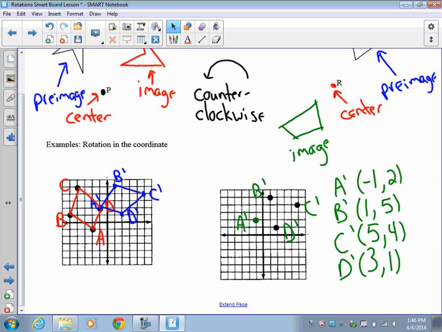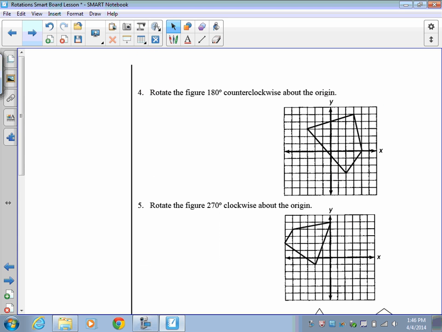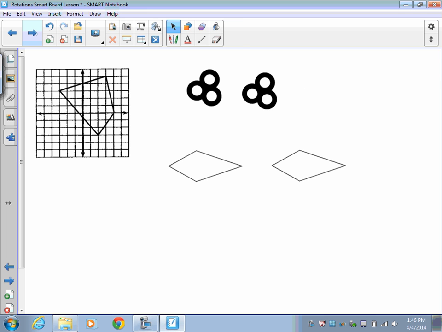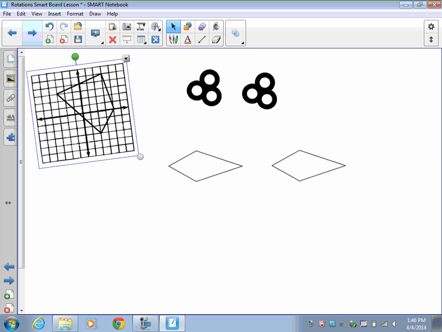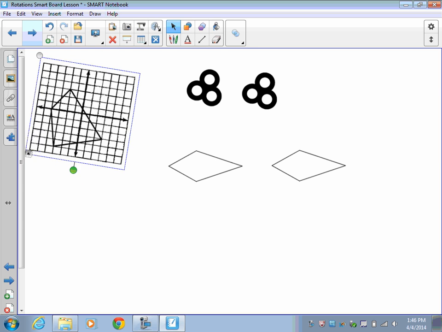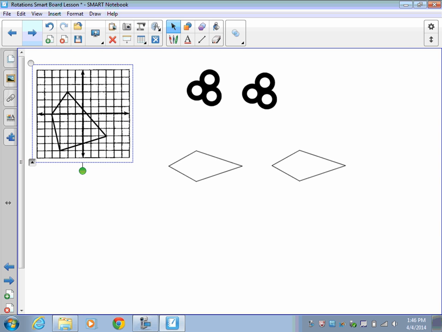Again, it's all about just rotating your paper to represent it. Let's do example number 4. So again, I've copied down example 4. It says we're going to rotate it 180 degrees counterclockwise. So that means we're going to shift it 180 degrees, or we're going to turn it halfway over, one half of a rotation.